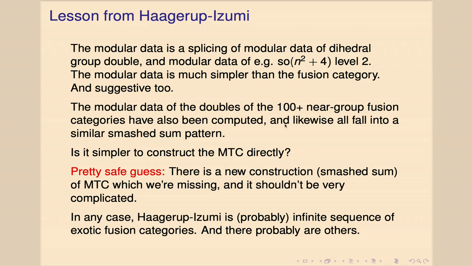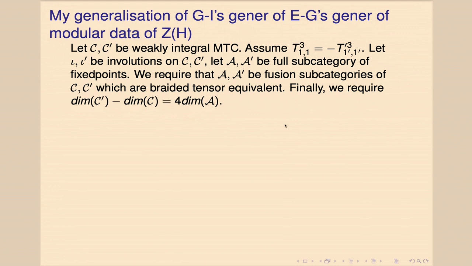So anyways, we have lots and lots of exotic fusion categories, and there's more. This is what I mean by this construction. This is my generalization of Pinhas and Izumi's generalization of Evans, and my generalization of the modular data of the center of the whole group. I don't want to waste too much time on this because I want to get onto other stuff, but I just want to show you how simple it is.